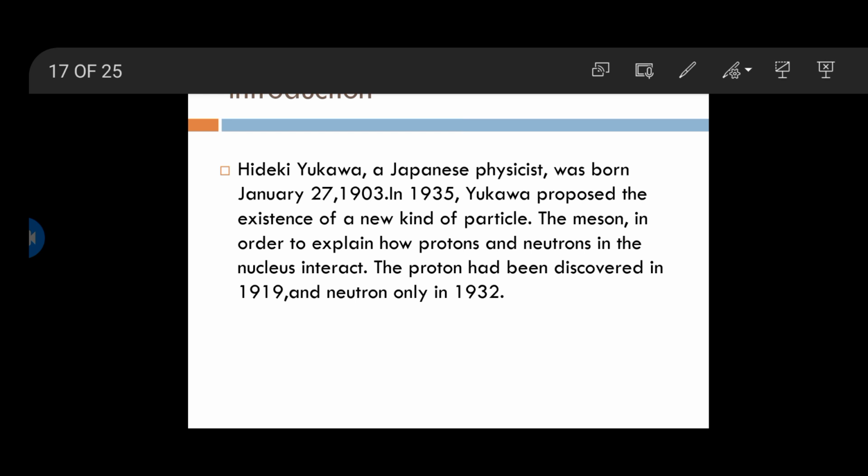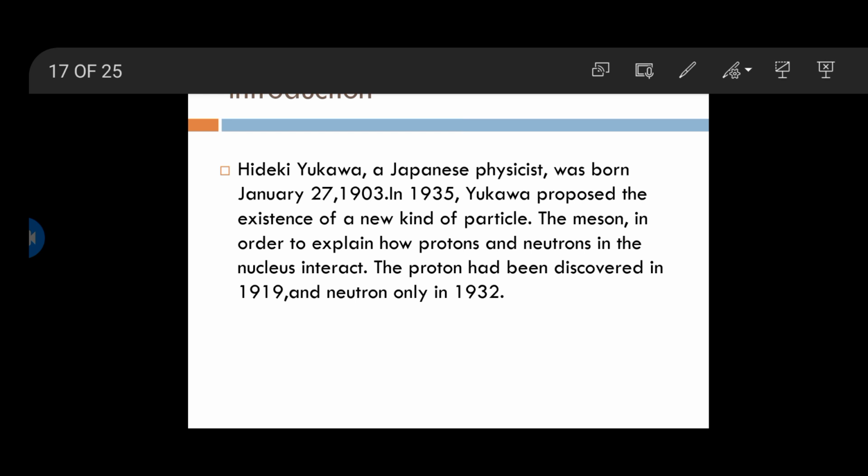As we discussed in previous slides, the exchange of forces occurs through some particles. These particles are known as virtual particles. Yukawa, a Japanese physicist, was born on 27th January 1903. In 1935, Yukawa proposed the existence of a new kind of particle. These are actually the virtual particles. He called this particle the meson in order to explain how protons and neutrons in the nucleus interact.